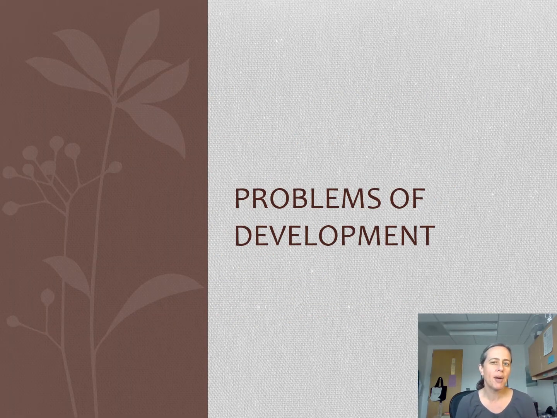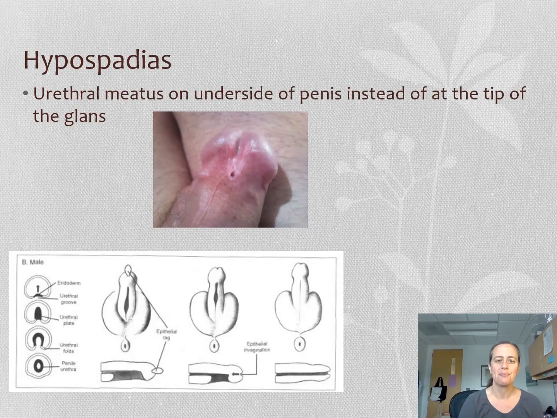Now we're going to move into problems of development, where the chromosomes are the way we would typically expect and the hormones are the way we would typically expect, but something physically or mechanically didn't quite go the way we would expect. The first condition is called hypospadias. Hypo means underneath. I have no idea what spadias means. Glans of the penis, perhaps.